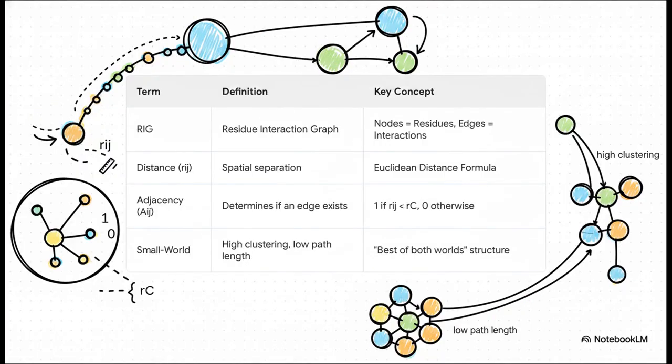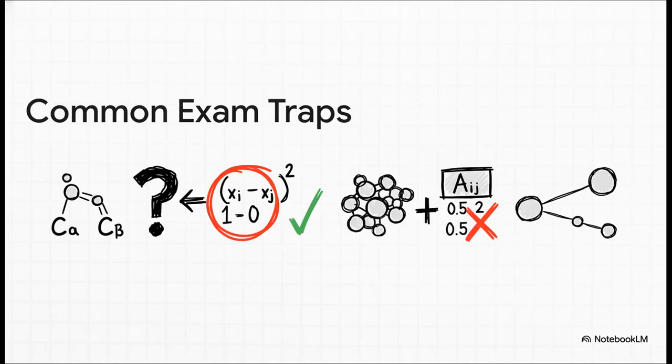All right, rapid fire review. What are the must-knows? A RIG is our model. Nodes are residues, edges are interactions. We calculate the distance, Rij, using that Euclidean formula. We use the adjacency matrix, Aij, and a cutoff Rc to decide if an edge exists. It's either a 1 or a 0. And what we find is that proteins are small world networks, which means high clustering and low path length, the best of both worlds.